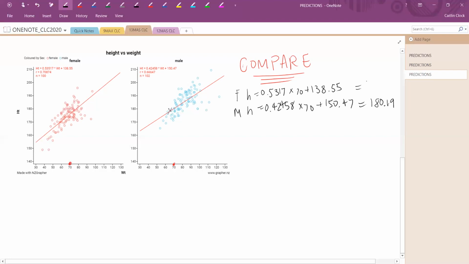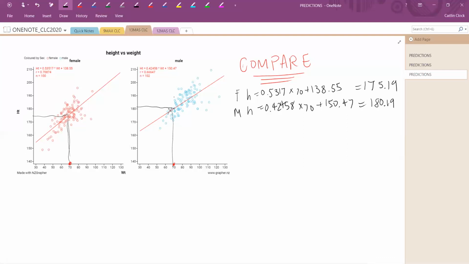There we go, 175, which makes sense because this one is, again, on the bottom half of the graph. So if you go up and across from the line, you should get something that is a lot smaller than if you go up on this graph and then across, right? Okay.